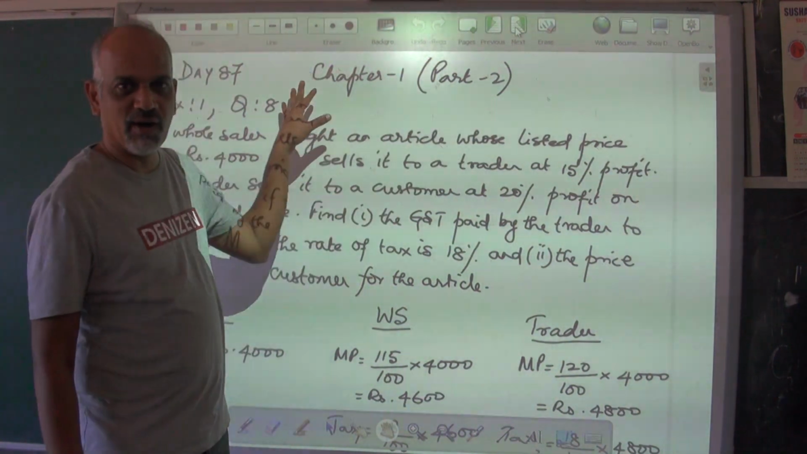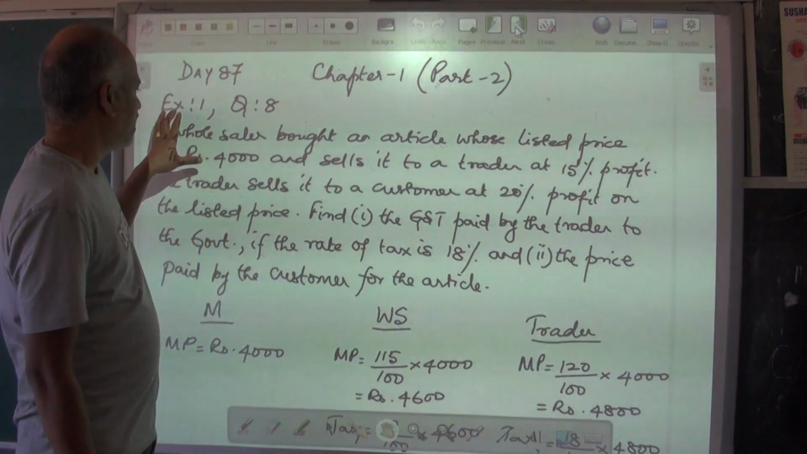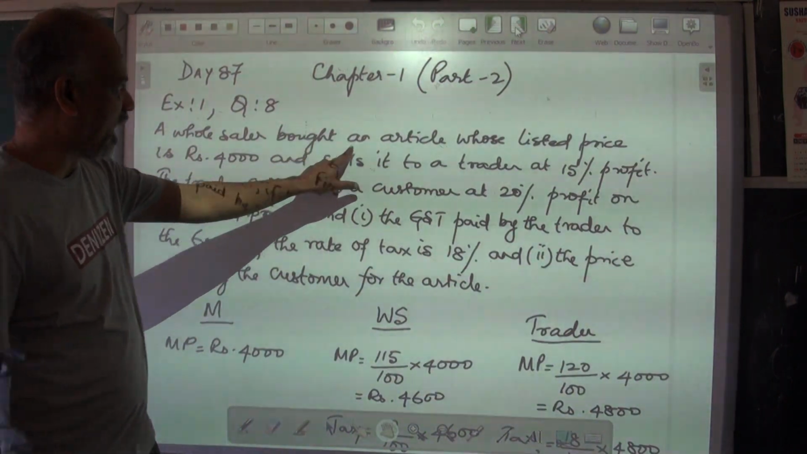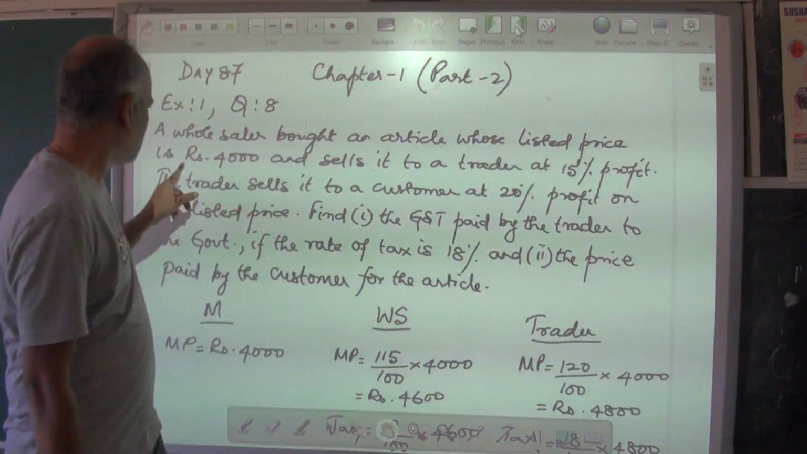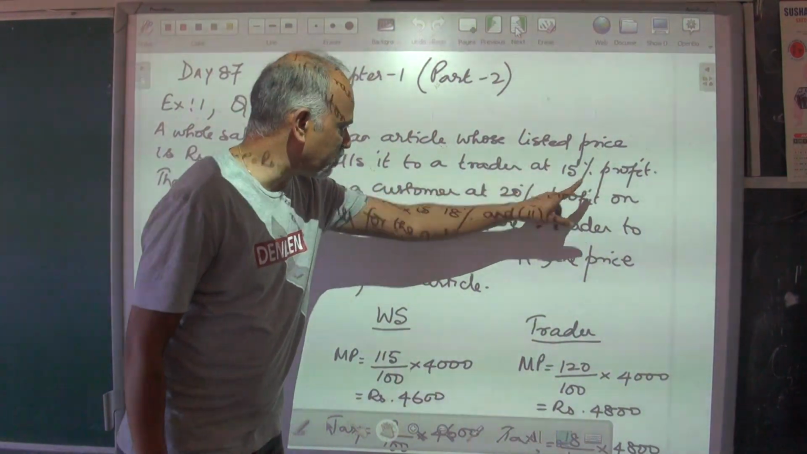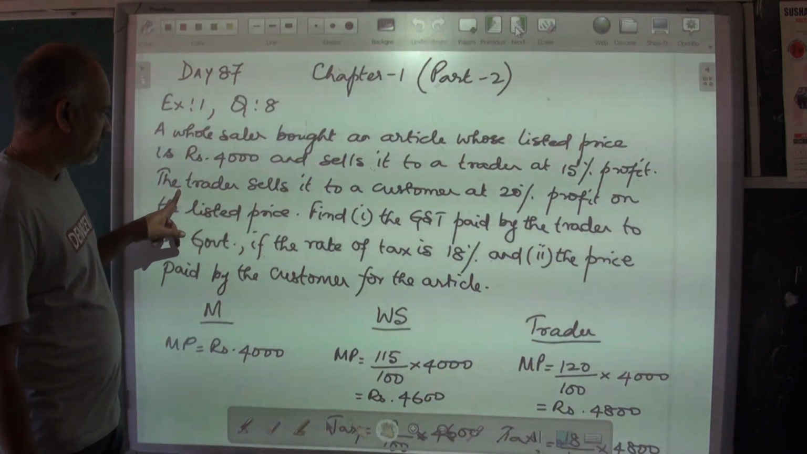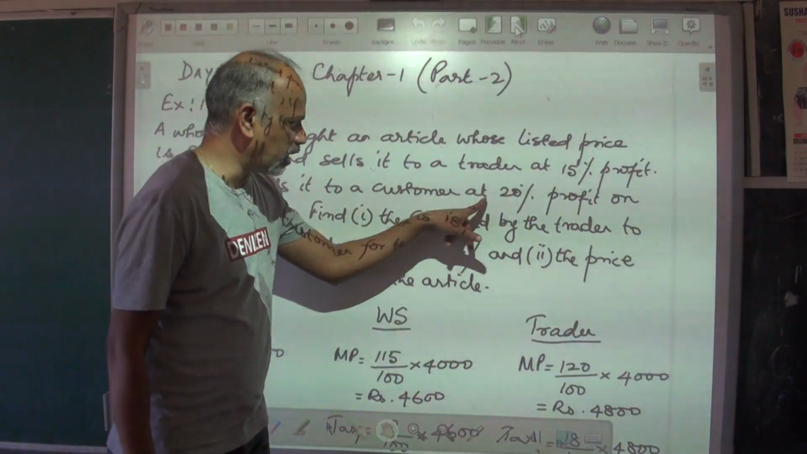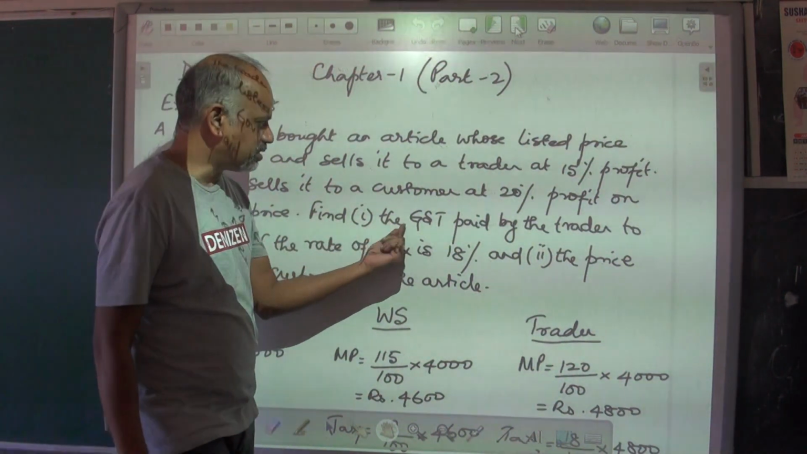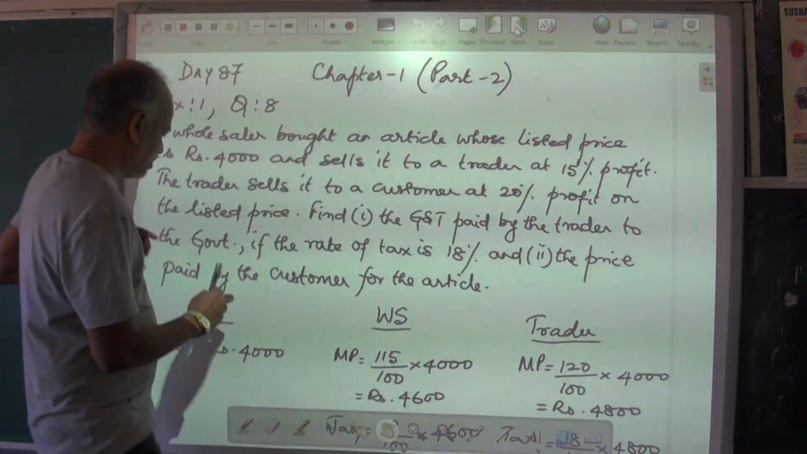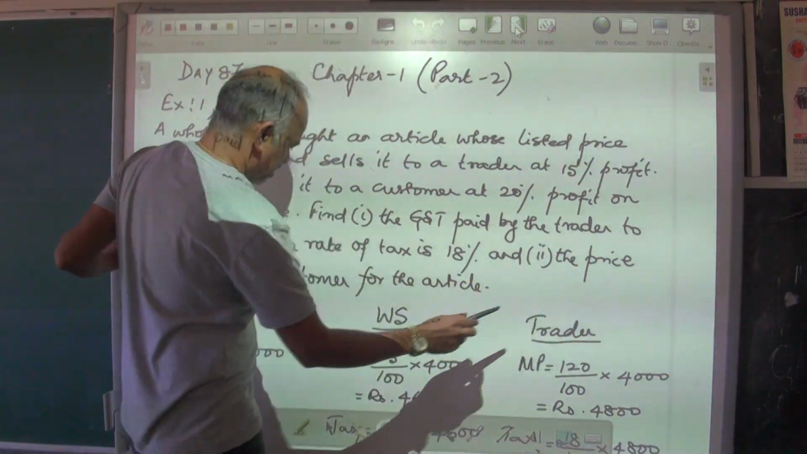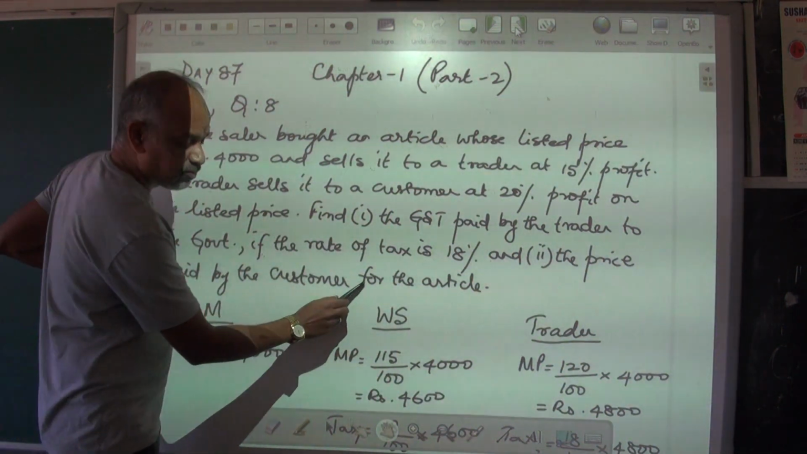This is the second part on the chapter on GST. Exercise 1, question number 8. A wholesaler bought an article whose listed price is rupees 4,000 and sells it to a trader at 15% profit, and the trader sells it to a customer at 20% profit on the listed price. Find number 1, the GST paid by the trader to the government if the rate of tax is 18%, and second one is the price paid by the customer for the article.